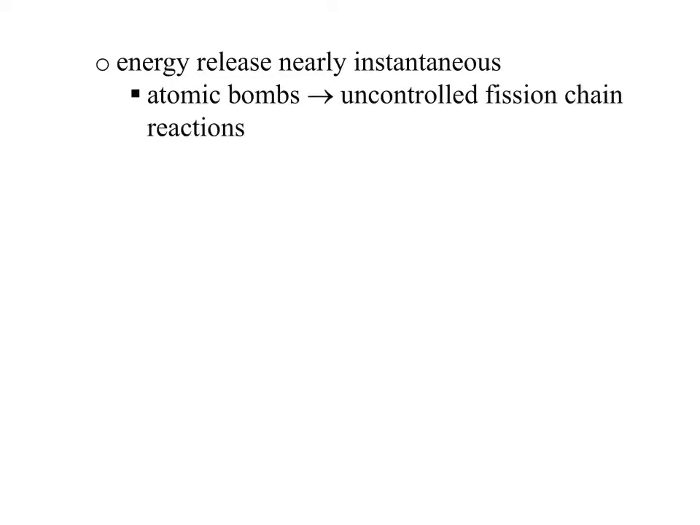So the energy release with fission is nearly instantaneous, which again, like I said, is why an atomic bomb can be so dangerous, because it's an uncontrolled fission chain reaction, okay? And it's just too much energy and it happens all at once. But we can still harness this energy, and this is where nuclear reactors come in, right? Because they have found a way to control that fission and control that chain reaction and make it happen much slower, so then we can take the energy in doses that we can actually handle and then use it, okay?